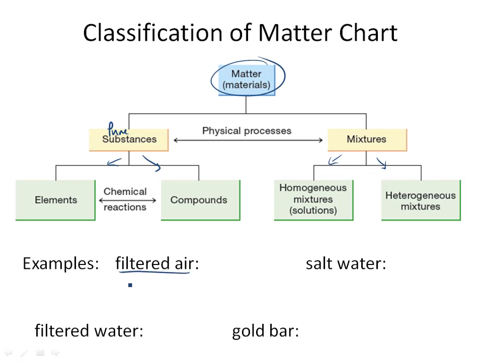If you have filtered air, air is really a mixture of oxygen, nitrogen, and argon. Those are the three main gases. Filtered air means everything's in the gas phase, and it'll be well mixed, so filtered air would be a homogeneous mixture. Filtered water, filtered means nothing floating around in the water, nothing dissolved in it. That would be a pure compound, because it's all just water. A gold bar is an element, because it's all made of the same single element, gold. And salt water has salt dissolved in water, and pretty much everything where you have something dissolved in something else is a homogeneous mixture.